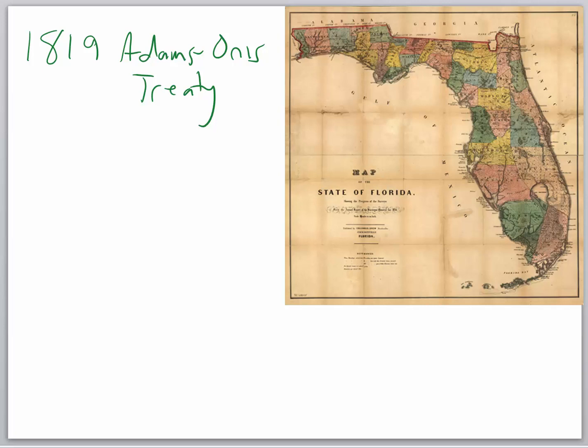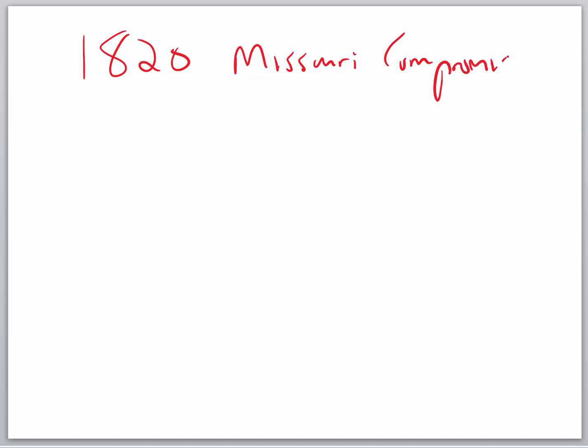All right, now this is a blank slide because I forgot to put a picture in, but I do want you to be familiar with the 1820 Missouri Compromise. And I'm sorry that I don't have a picture, but maybe I'll pause this and see if I can get one. No luck with that, so we'll have to do without.